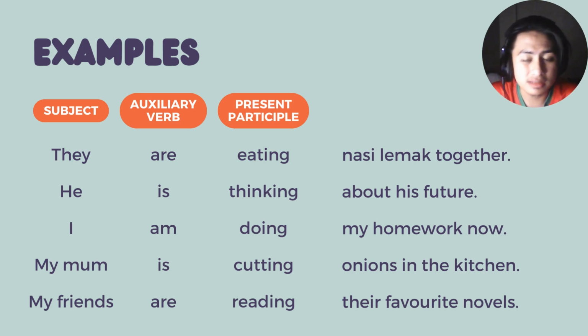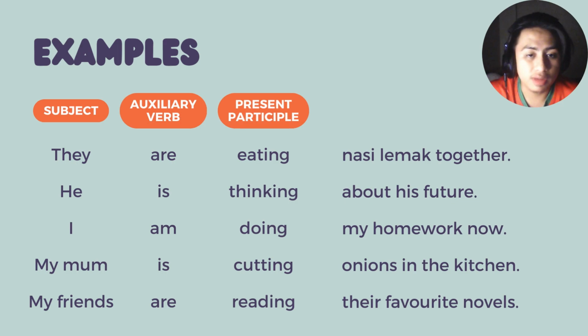Okay, so for the next example, the subject is he, the auxiliary verb is is, and the present participle is thinking, and the rest of the sentence is about his future. So, because the subject he is singular, we use is as the auxiliary verb because is used with a singular subject. And the next one is I am. Why do we use am? Because it is accustomed specifically for the subject I, which is showing myself. So I am doing my homework now.